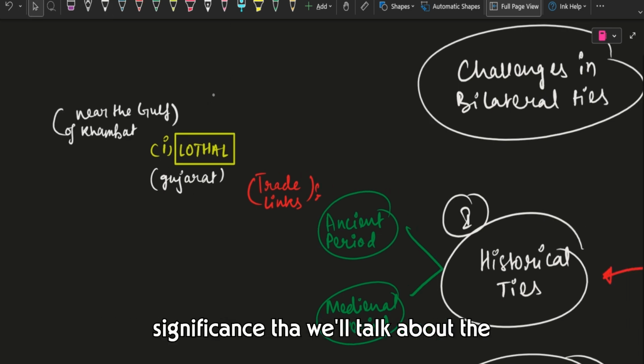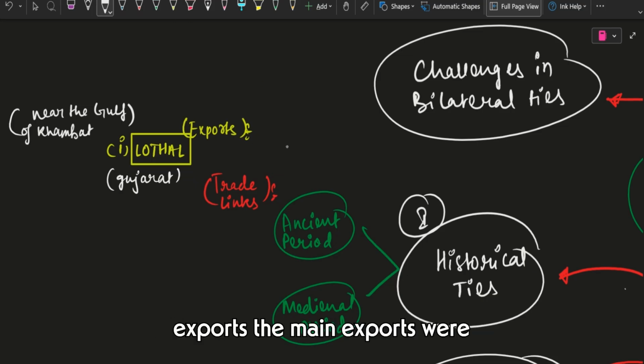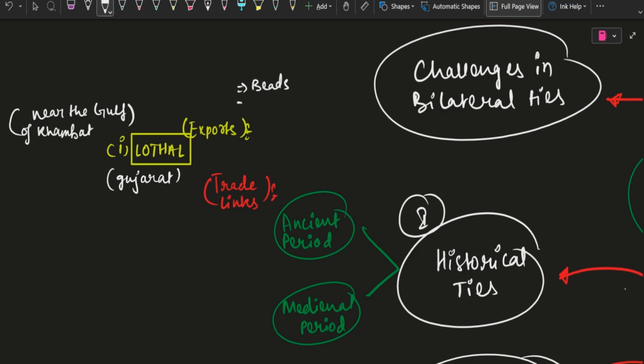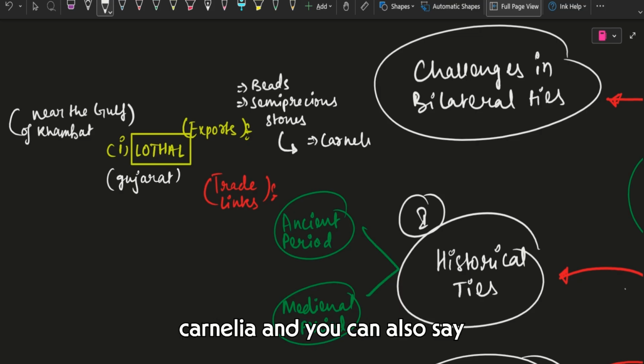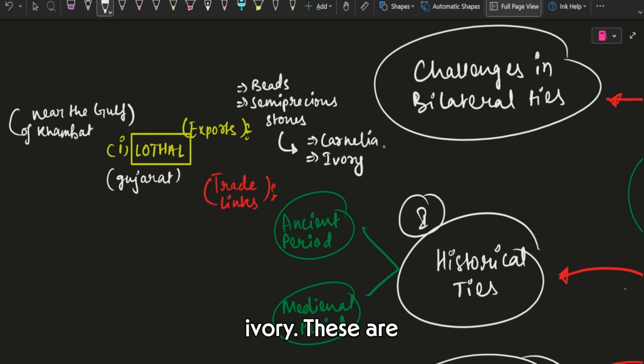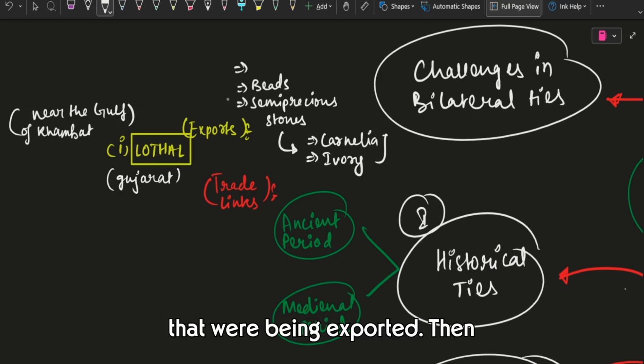एंड इसका क्या सिग्निफिकेंस था? विल टॉक अबाउट द एक्सपोर्ट्स. इसके क्या क्या एक्सपोर्ट्स थे? द फर्स्ट, द मेन एक्सपोर्ट्स वर बीड्स, then semi precious stones, and these semi precious stones, carnelian, and you can also say ivory. These are the two examples of semi precious stones that were being exported.